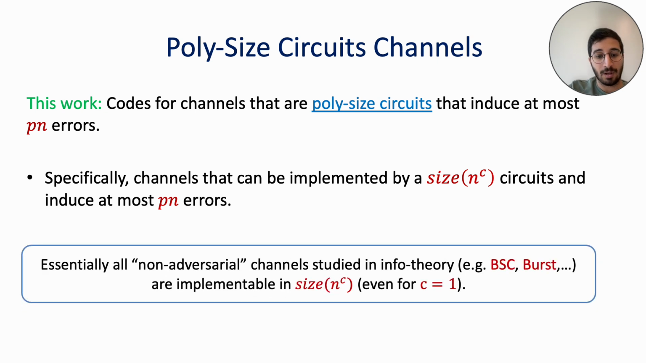Okay. Now, if you think about it, essentially all non-adversarial channels studied in information theory, such as burst channels, binary symmetric channels, and etc., can all be implemented in size n^c channels, even for c that equals 1. So if you have a code for these kinds of adversaries, then this gives a unified construction for all of these well-studied non-adversarial channels in information theory.